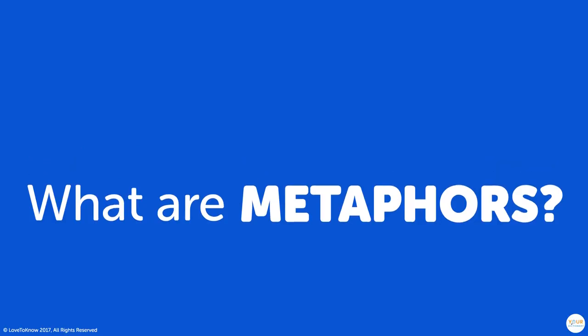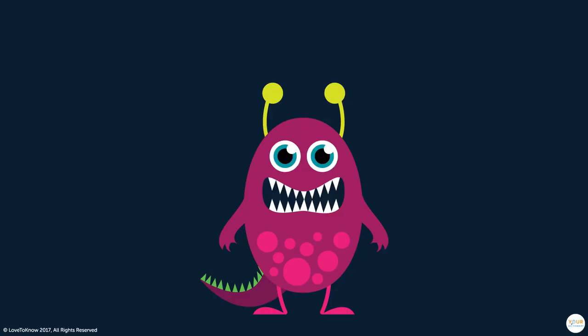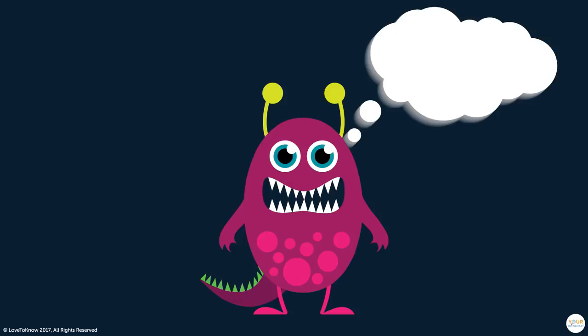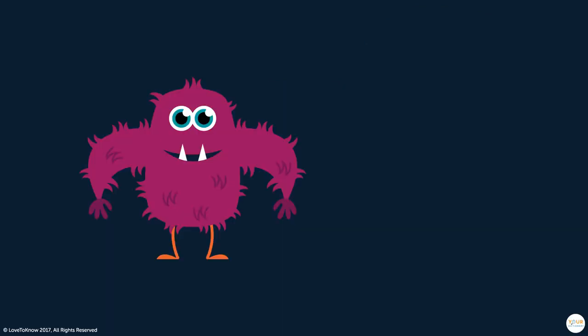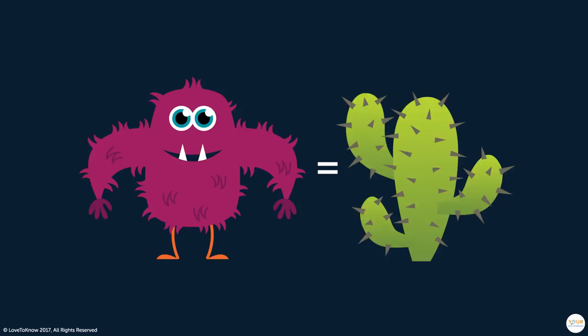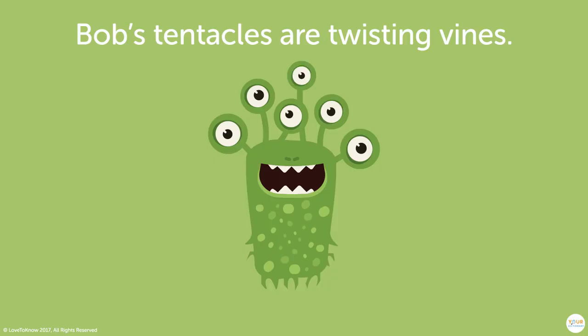What are metaphors? A metaphor is a figure of speech used to describe one thing by suggesting a comparison to another thing using symbolism. In other words, a metaphor often uses one thing to represent the traits of another. An example of a metaphor would be to say, Bob's tentacles are twisting vines.